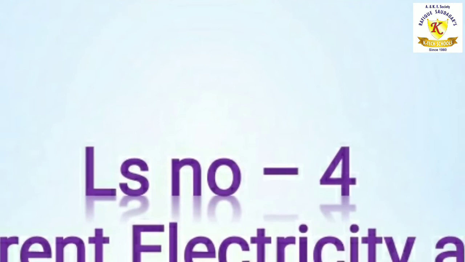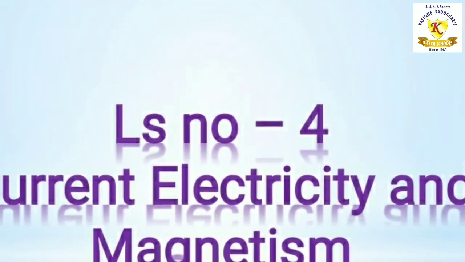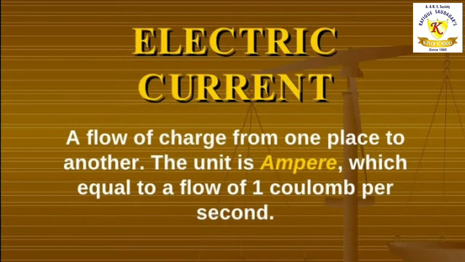As you all know, we have started with our lesson number 4, current electricity and magnetism. So what is it? A flow of charge from one point to another is called electric current. The unit is ampere, which is equal to the flow of 1 coulomb per second.